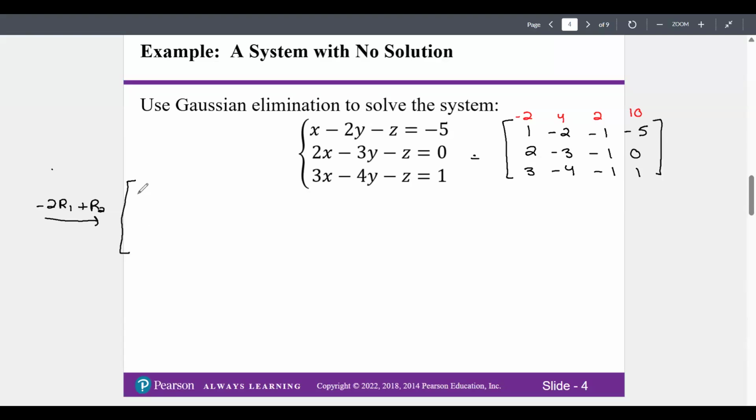Like I said, we're just going to keep the same row on top again. So -2 plus 2 is 0. 4 plus -3 is 1. 2 plus -1 is 1. And 10 plus 0 is 10. And then we're going to end up with 3, -4, -1, 1, because we didn't change that last row.